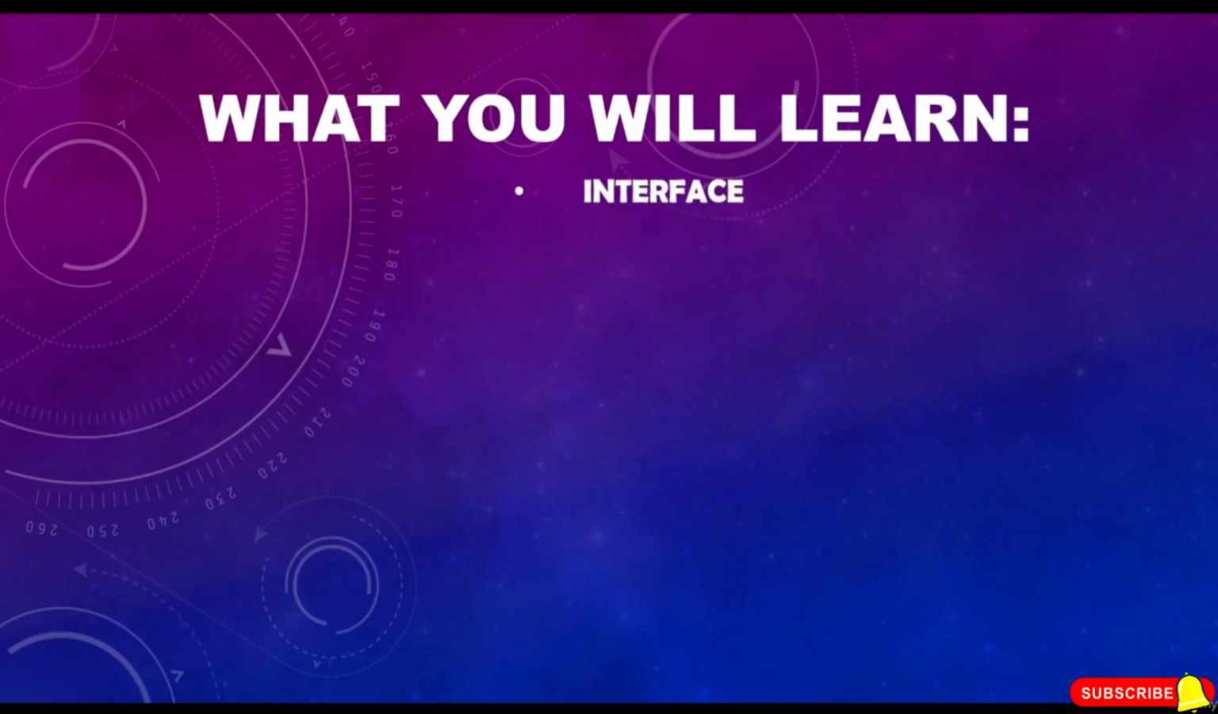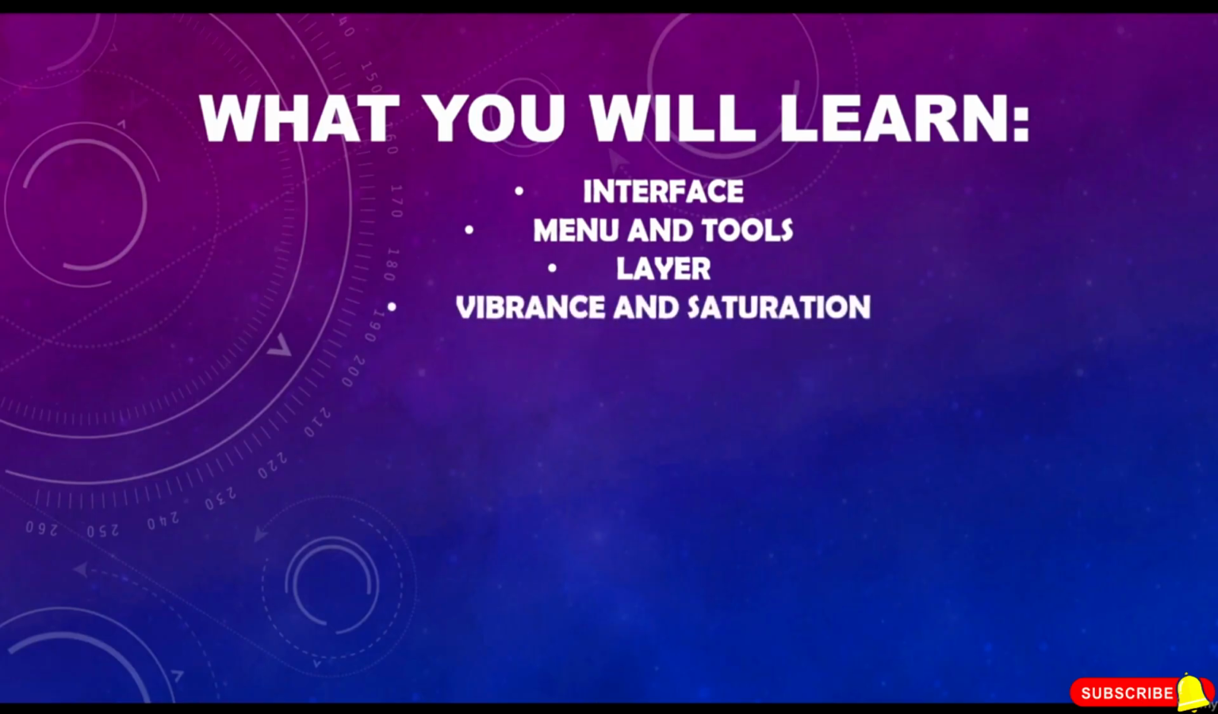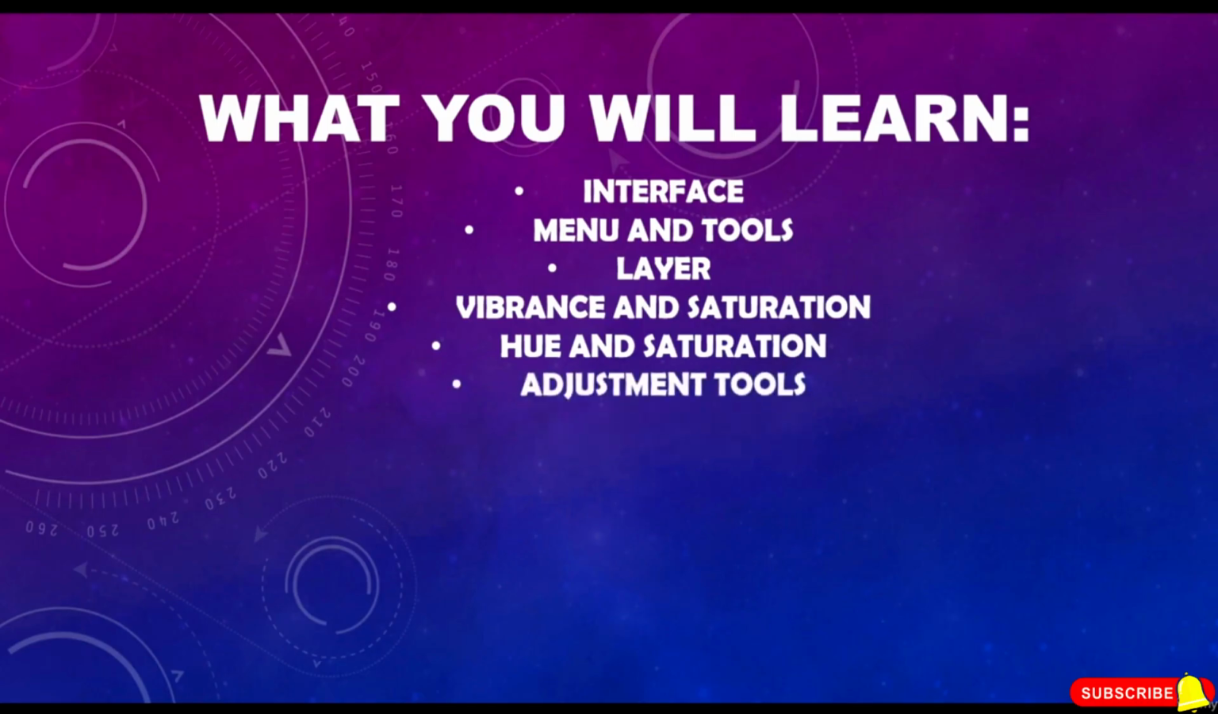You will learn about the interface of Photoshop, you will learn about the menu and tools, layers, vibrance and saturation, hue and saturation, how to change color of the image using hue and saturation, and how to change a specific color by using hue and saturation, as well as you will learn about all the tools inside the adjustment panel or adjustment tab. So once you learn about the use of adjustment tools, you will be able to make beautiful images because most of the tools are associated with the adjustments tabs. So we will cover all the tools of the adjustments tab.